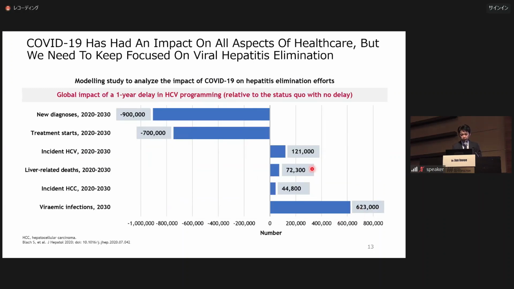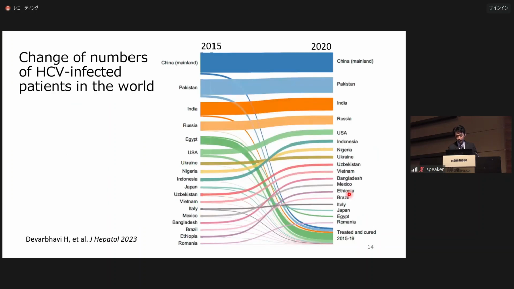As you know, COVID-19 had a great impact on the elimination strategy of HCV. This estimation shows new diagnosis was decreased, new treatment starts were decreased, and incident of HCV, liver-related death, incident of HCC, and viremic infections were estimated to increase. So now in post-COVID-19 era, we have to enhance elimination strategy.